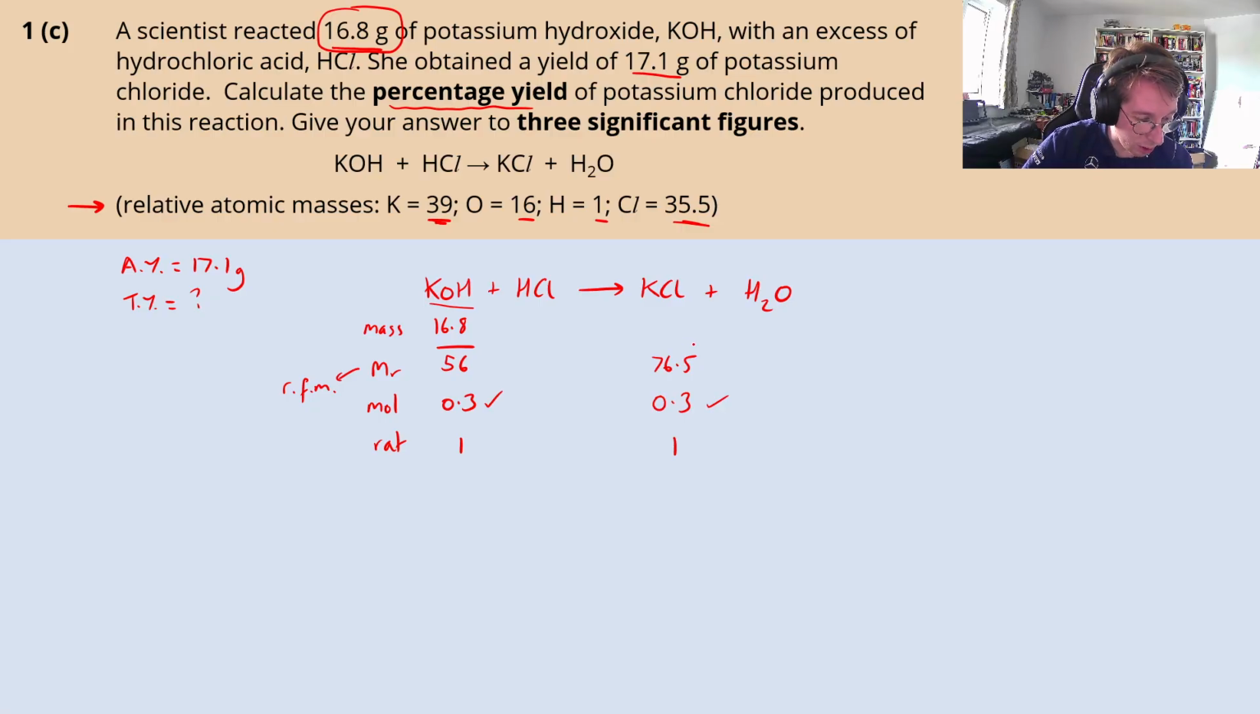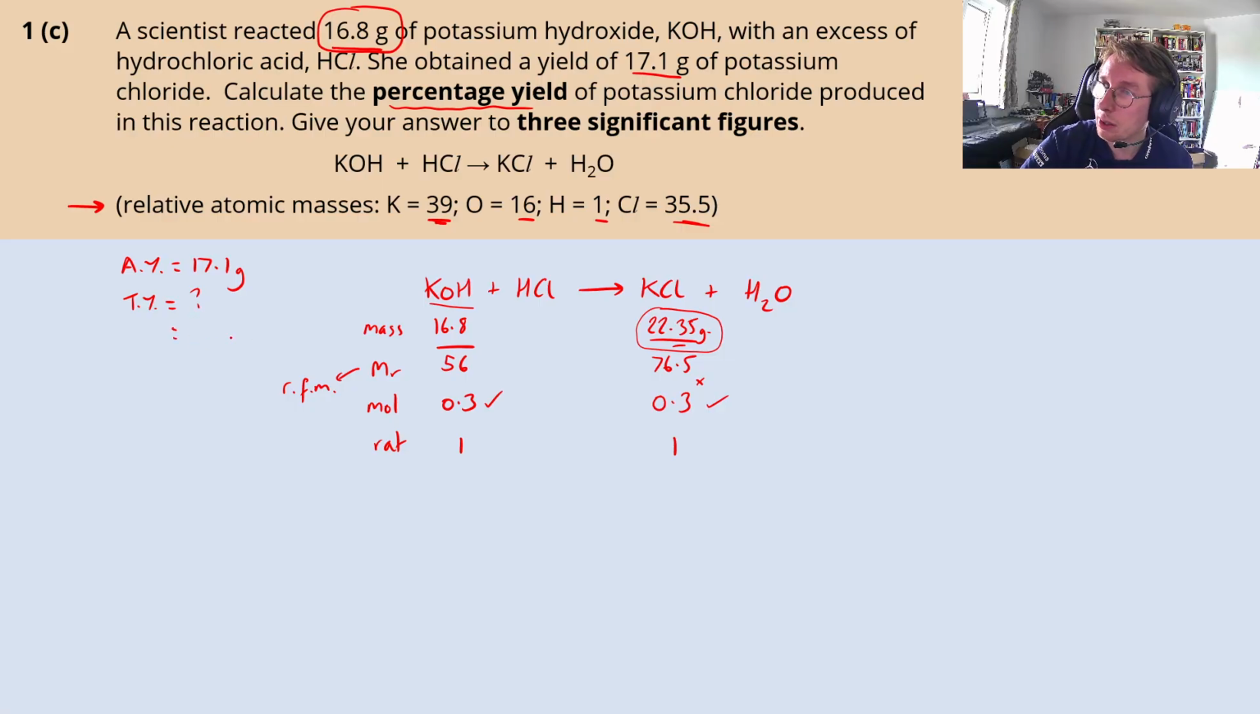And then you need to do 76.5 multiplied by 0.3, because we're going up this time rather than down like before where we divided. If you multiply those two values together, you get an answer of 22.35 grams. That, what we've just calculated there, is the maximum possible yield of potassium chloride that could be made if we started with 16.8 grams of potassium hydroxide.